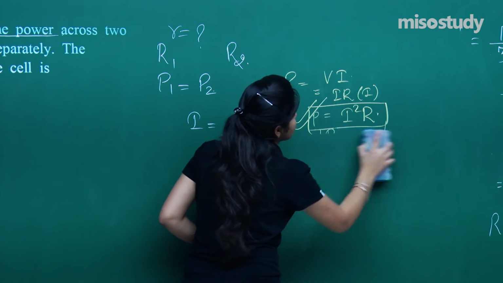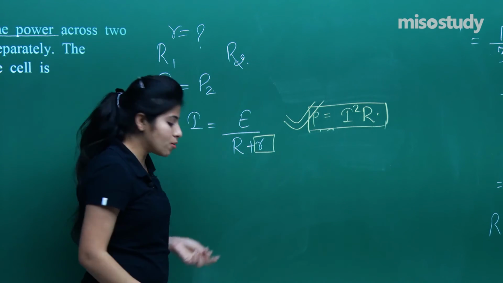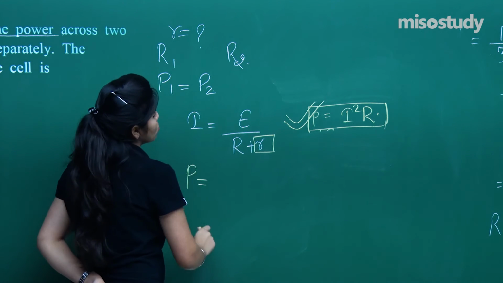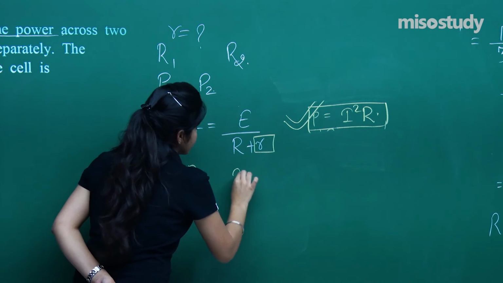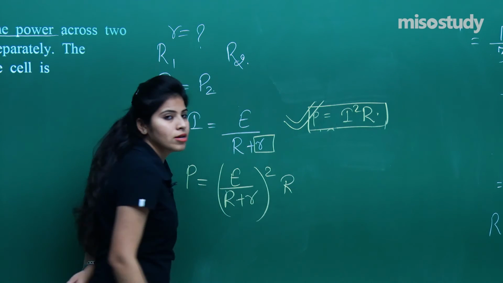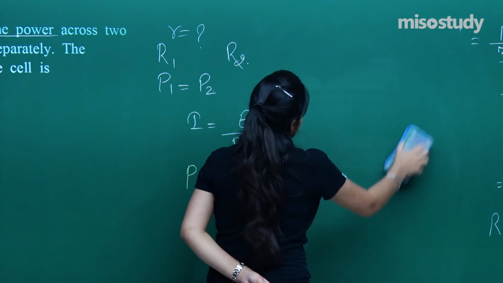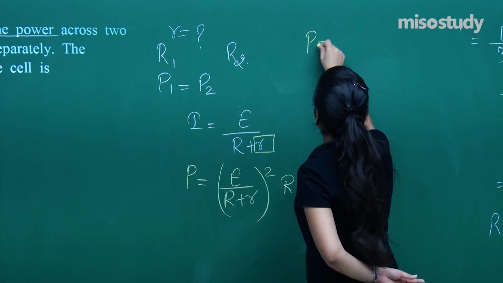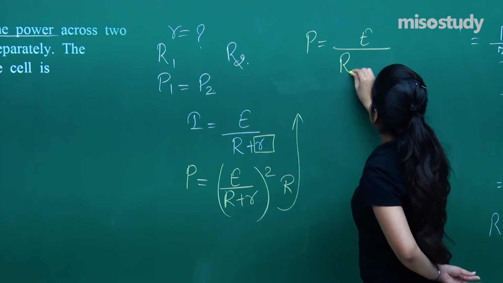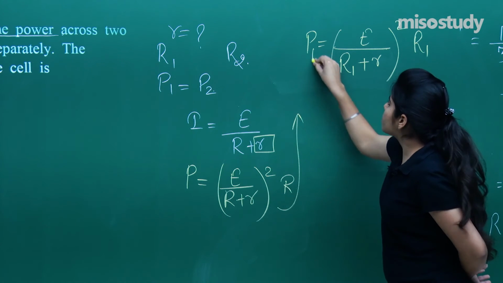So let me just remove all this and start with this, because we know that P equals I square R. So definitely that will be P equals I square R, that means E upon R plus r whole square into R. So if I consider the resistance R1, my case will be P equals E upon R1 plus r whole square into R1. This will be the case for P1.